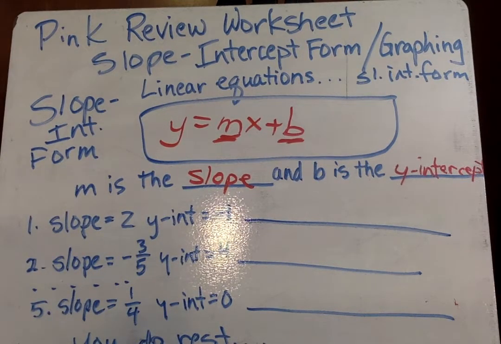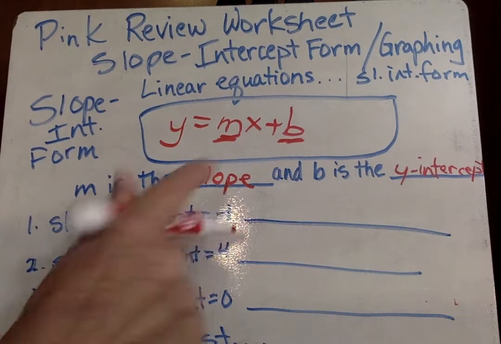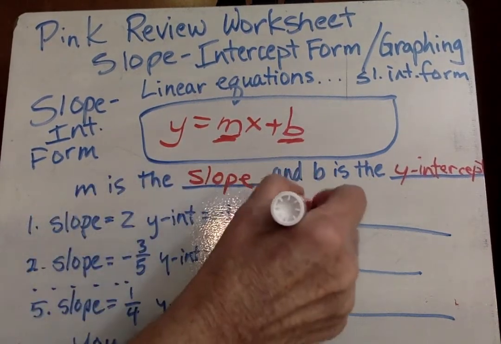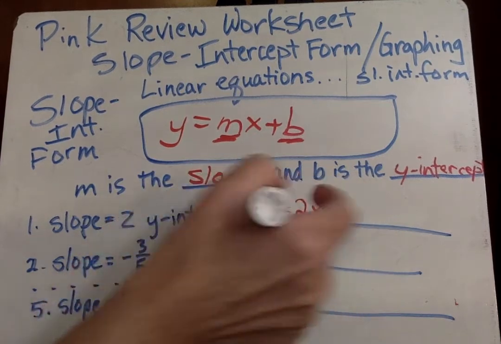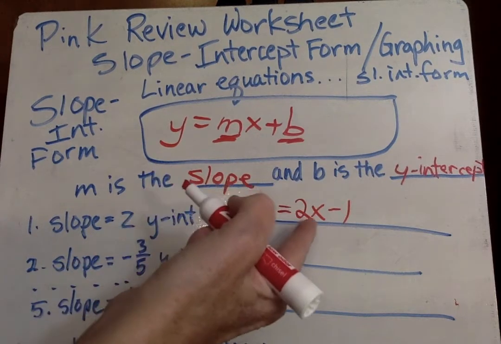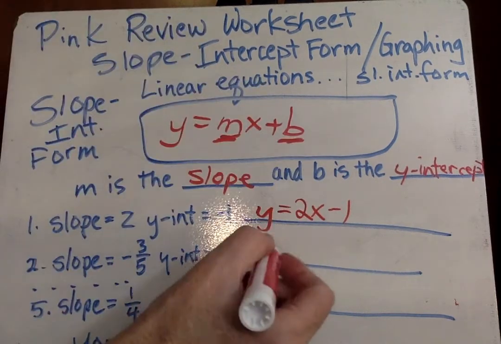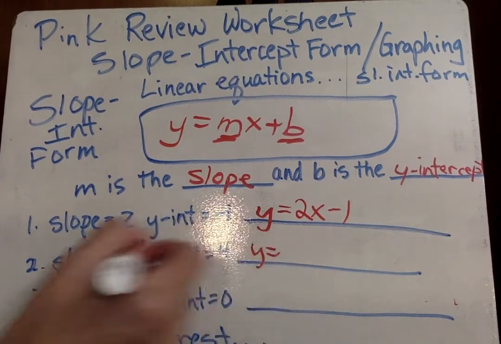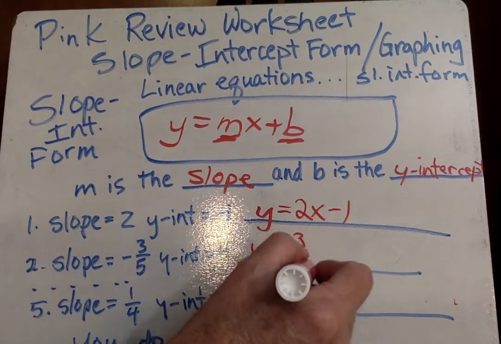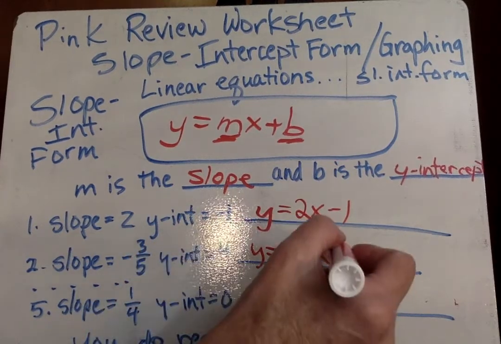So, given the slope and the y-intercept of the line, write the equation in slope-intercept form, okay? Here's the slope, here's the y-intercept. So we say y equals, slope is 2, x minus 1. And we're done. This is like easy peasy. So again, y equals blank x plus blank. So y equals, slope is negative 3/5. So negative 3/5 x plus 4.